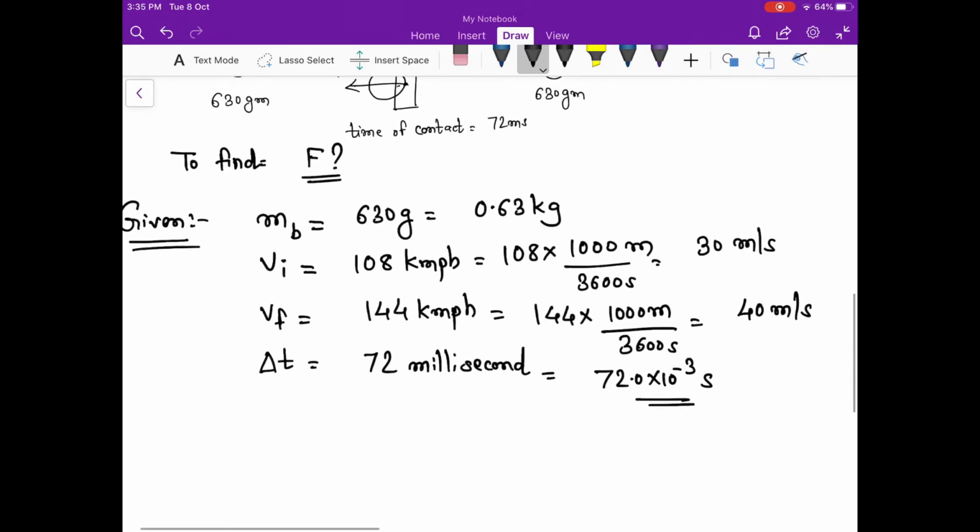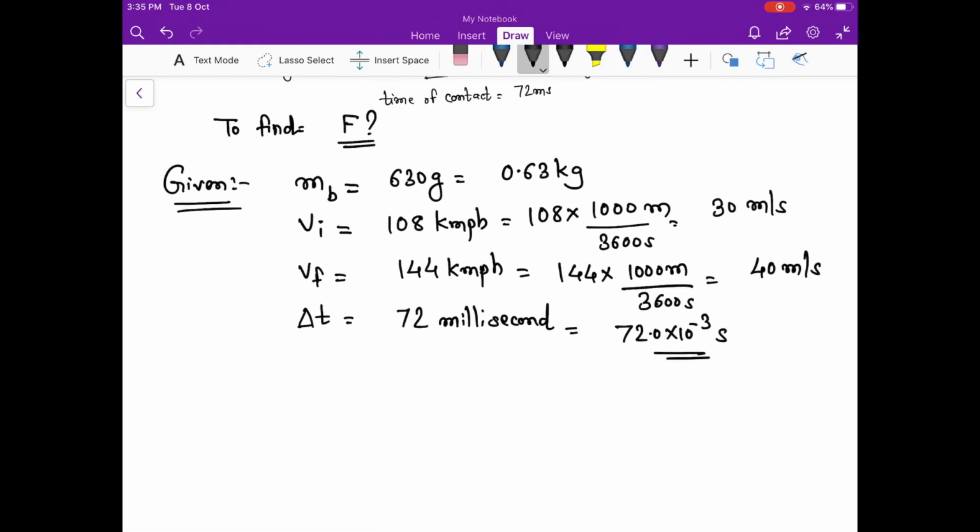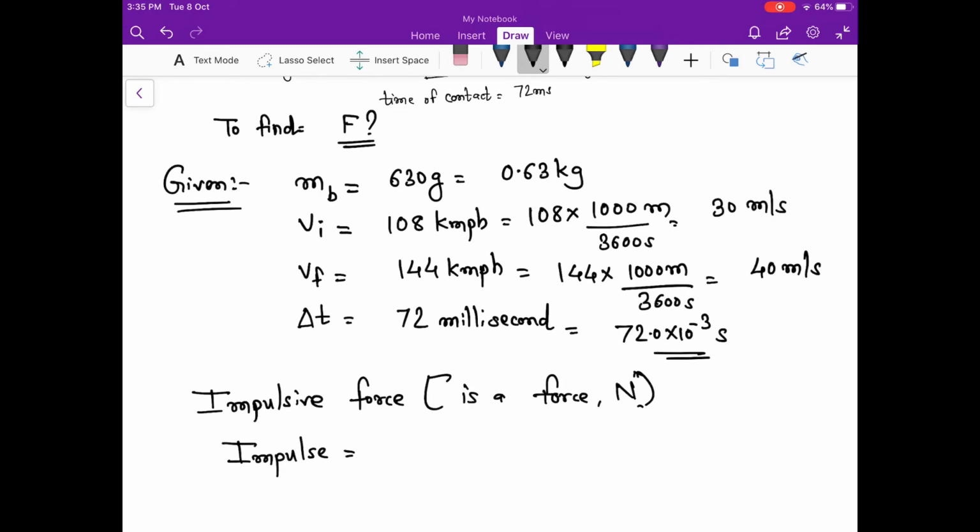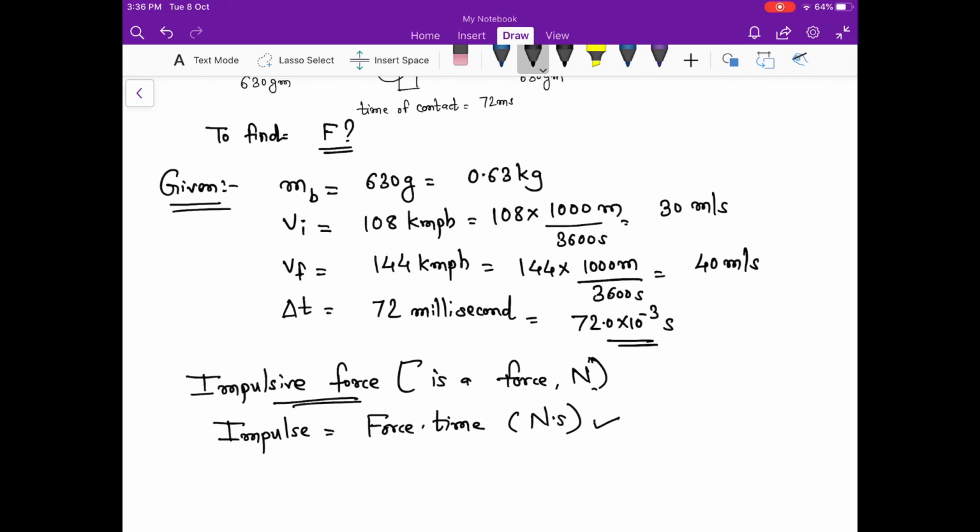So this data is given, and the formula that I want you to remember is the second law of motion and impulse, right? What we want to find is the force, that is the impulsive force. Just remember that impulsive force and impulse are different. Impulsive force is a force with the unit Newton, right? And impulse is equal to force into time, and the unit of impulse is Newton second, right? In this problem, we are asked to find the impulsive force, so its unit is Newton. Impulse we have not been asked, so we will not use this.